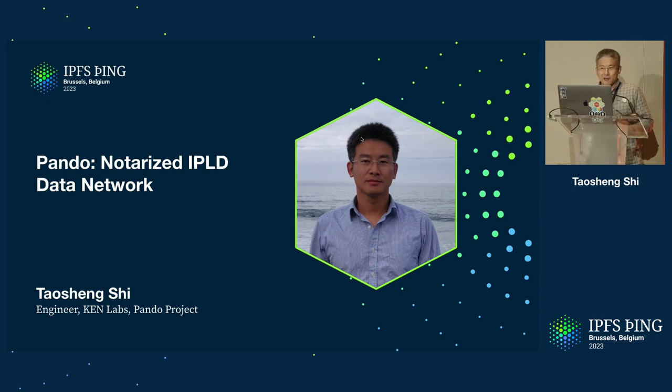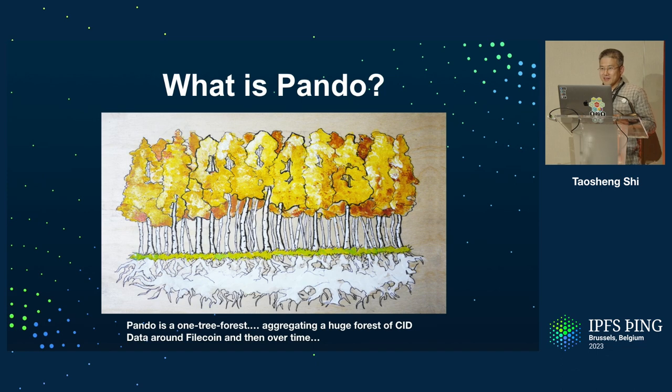Today, I will introduce the Pando project. It's a notarized IPLD data network. It is kind of a layer two data network of Filecoin. I'm Taosheng. Maybe you have known that Pando is a famous organic tree in the world. But in the context of a data network, Pando here is a one-tree forest. That means Pando will aggregate the huge forest of IPLD CAR data around Filecoin over time.